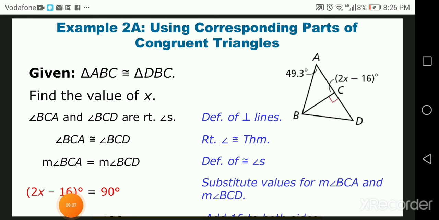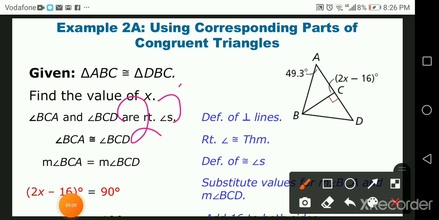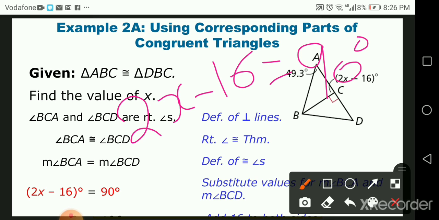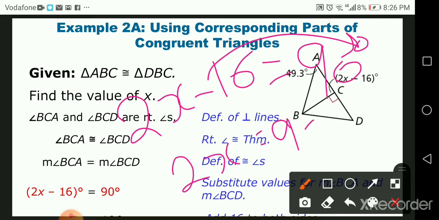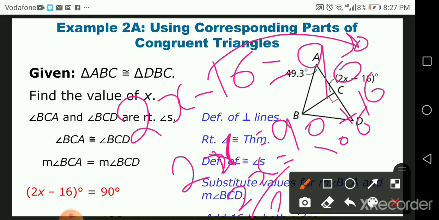So you have here, I wanted the marker. I have here 2x minus 16 equals 90 degrees. What should I do now? 2x now, and the 16 goes to the other side as positive. 90 plus 16. Is it easy? Very, very easy. Then I have 2x equals 106. Then I need just x, divided by 2, so it will be 53. So the value of x is 53.